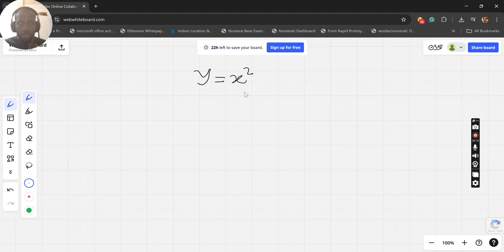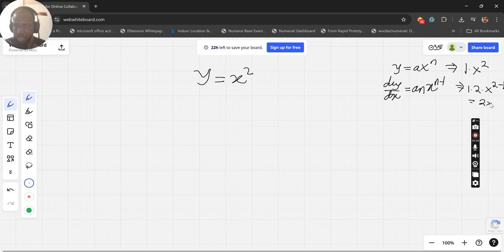Normally, if you just do it with the normal formula that we have, in this case, if you have y is equal to ax raised to the power n, then our dy over dx is going to be anx^(n-1). So in our case, assume that there is a 1 multiplying it, then I'll have x raised to the power 2, which means our dy/dx is 1 times 2 times x raised to the power 2 minus 1. So it gives us 2x. 2 minus 1 is already 1, so this is the answer.